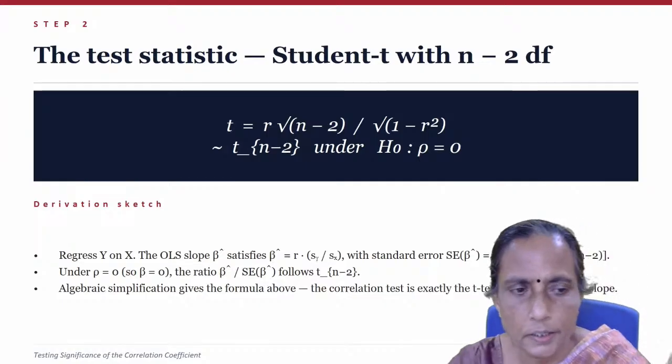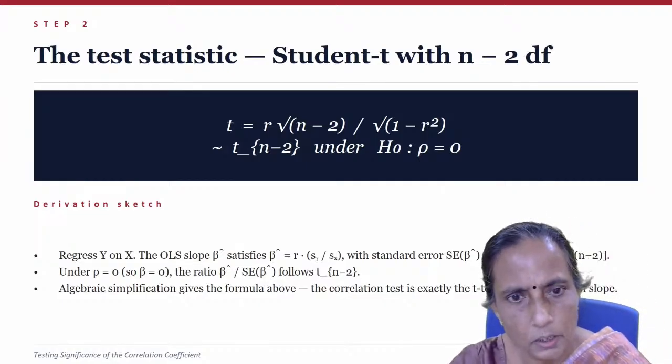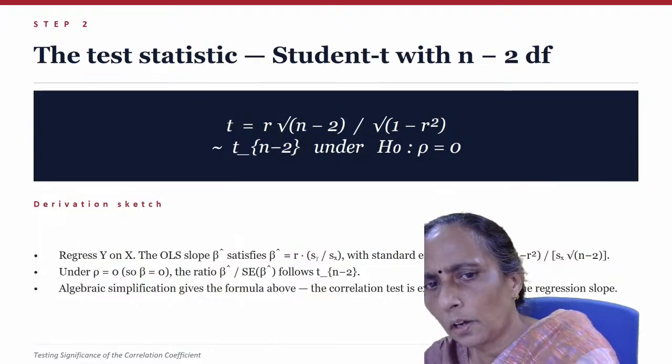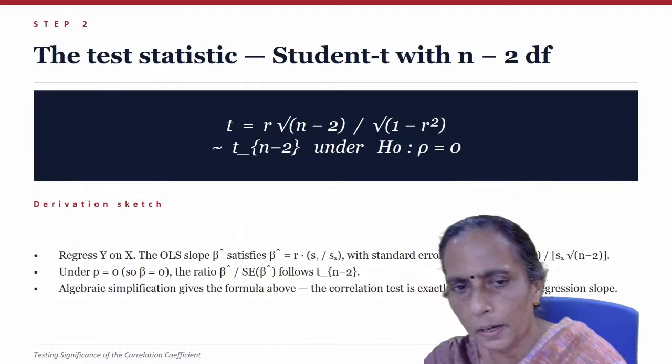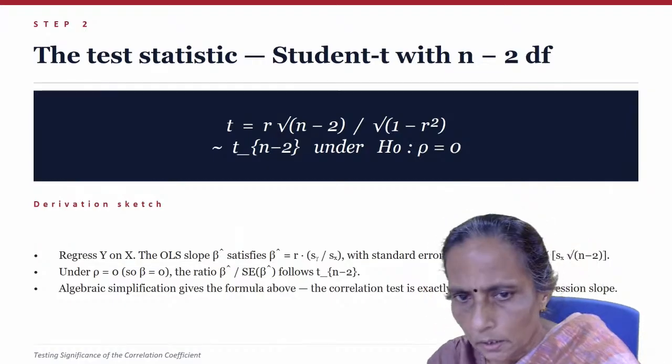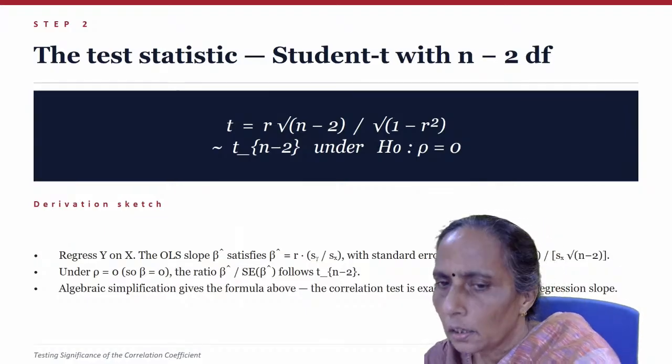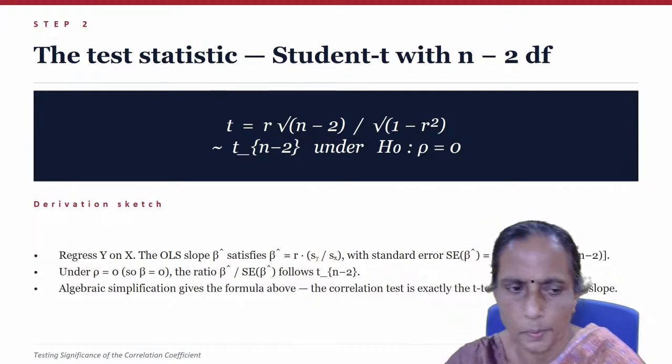Okay, the test statistic is Student's t with n minus 2 degrees of freedom and the formula for which is t is equal to R square root of n minus 2 divided by square root of 1 minus R square. And this is Student t with n minus 2 degrees of freedom under the null hypothesis rho is equal to 0.